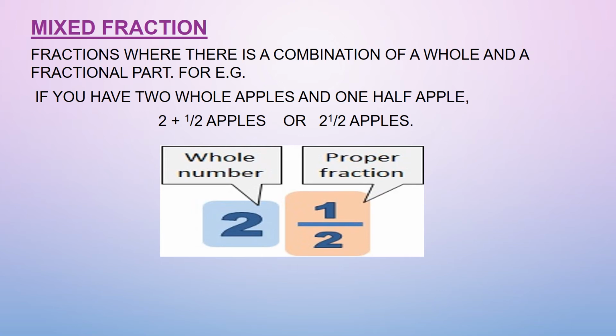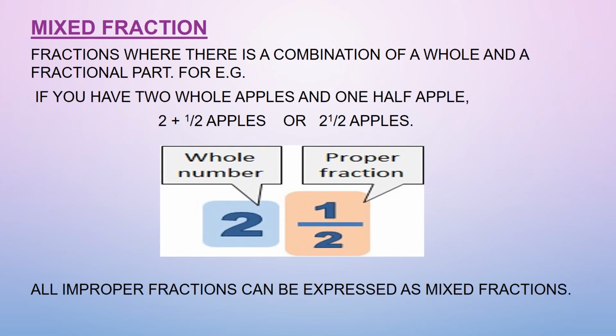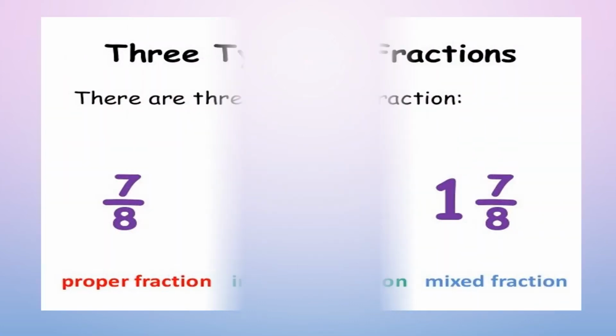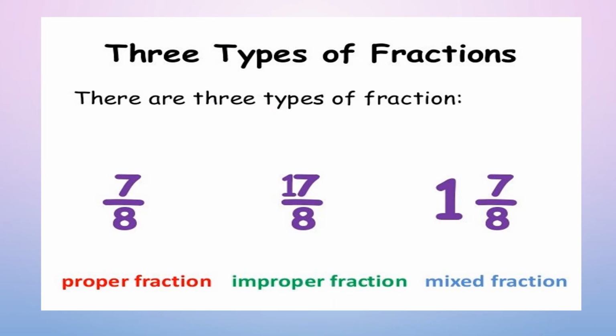Here we have a whole number 2 and a proper fraction 1 by 2. All improper fractions can be expressed as mixed fractions. So the three types of fractions are, first is proper fraction where the numerator is less than the denominator. Second one is the improper fraction where the numerator is greater than the denominator. And third one is the mixed fraction where there is a combination of a whole number and a proper fraction.